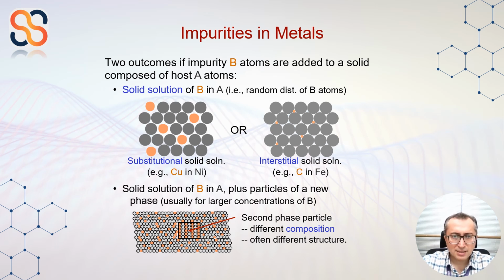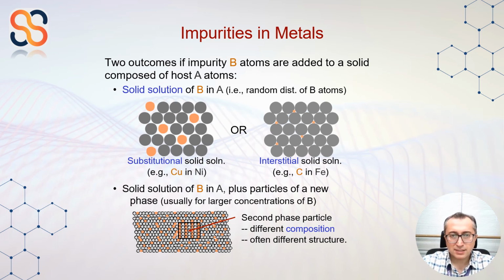The second outcome happens when we add a higher concentration of the impurity atoms. In this case, we still have a solid solution of B in A, but we also start to see the formation of particles of a new phase. These new particles have a different composition and often a different crystal structure compared to the original host metal. This can lead to a range of effects on the mechanical properties of the material, such as an increased hardness or changes in brittleness depending on the nature of the new phase.